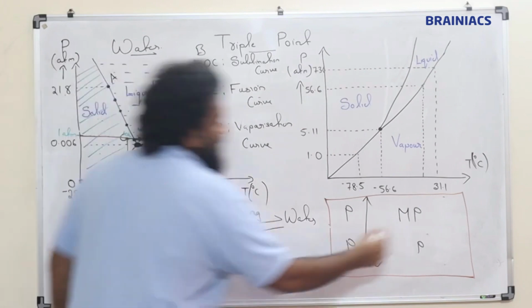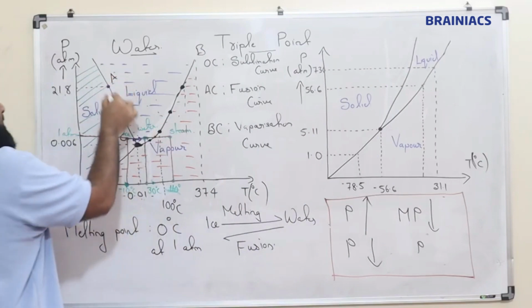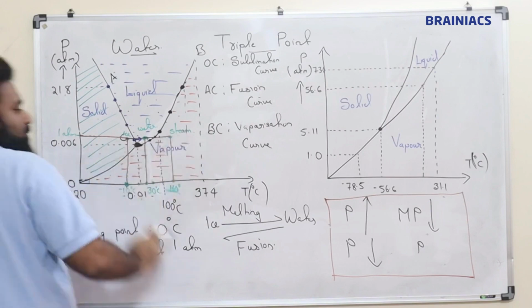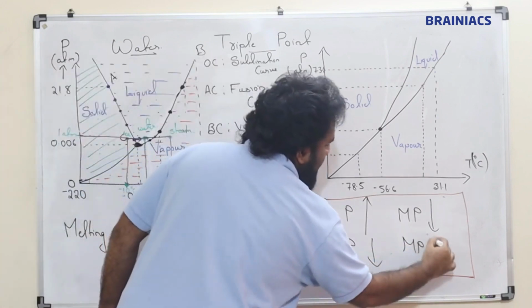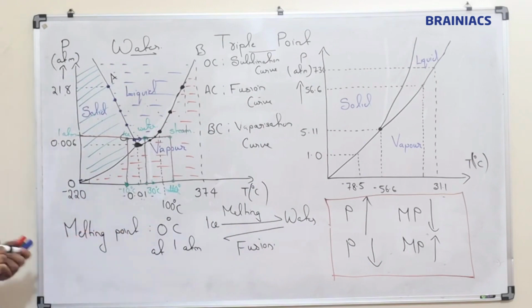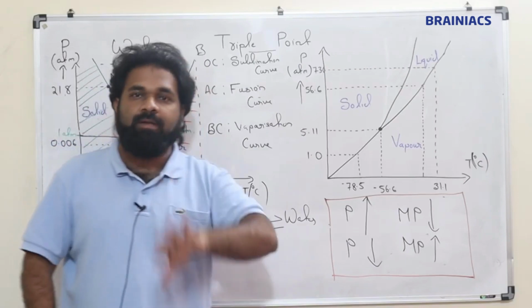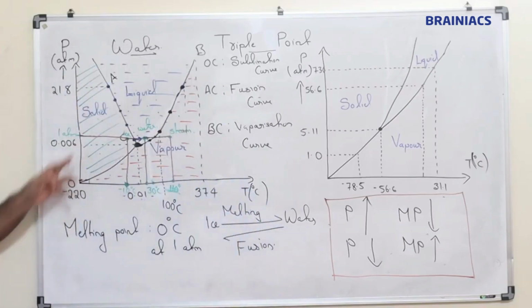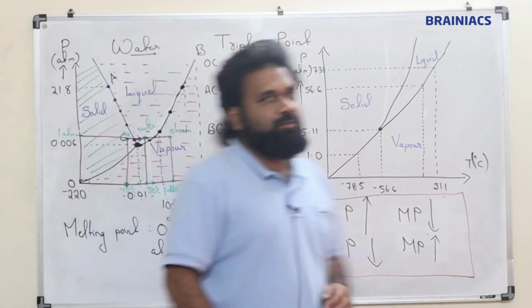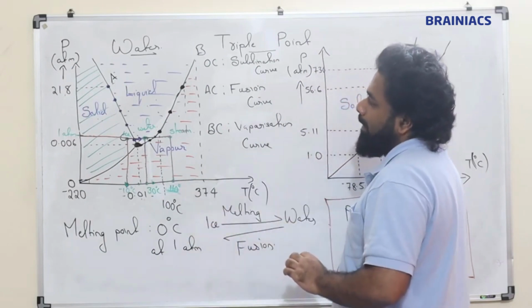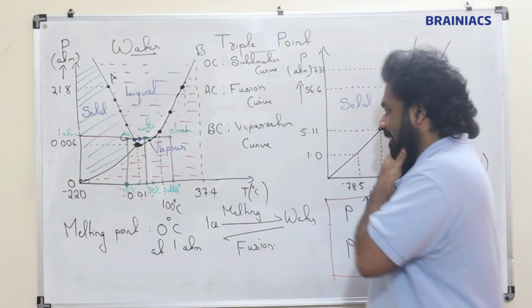So when I increase the pressure, melting point is decreasing. When I decrease the pressure, melting point is shifting rightwards. So melting point is increasing. Clear or what? So when I increase the pressure, boiling point will increase. When I increase the pressure, melting point will decrease. You can observe from this graph. Clear or what? These are the points which we need to understand from the graph of triple point. Clear? Okay, note it down.